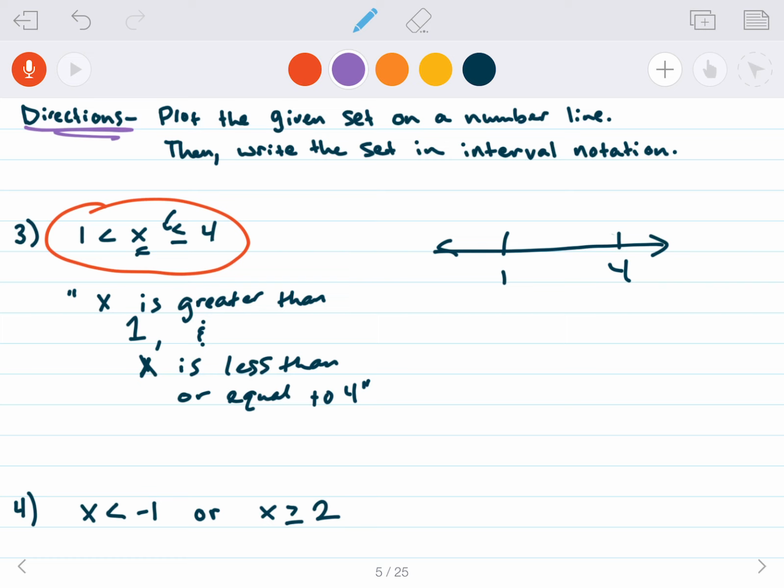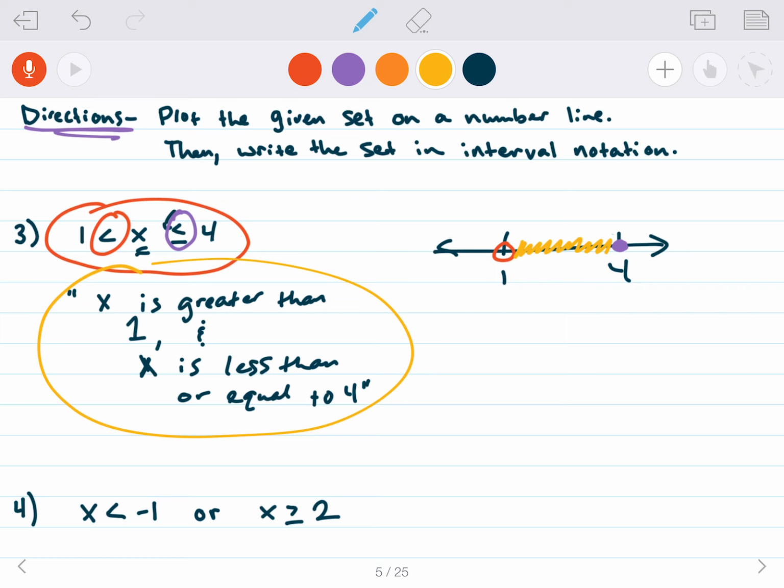With 4, we have a closed dot because of the less than or equal to next to it. And for 1, we have an open dot because of the strictly greater than sign. And x is sandwiched between these guys. So all we're going to do is shade between that to illustrate this set right here: x is greater than 1, and x is less than or equal to 4.